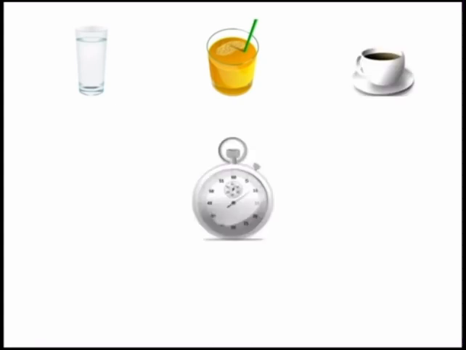reaction time. So you set up an experiment with 3 groups of people. The first group gets water to drink. The second group gets some sugary fruit juice. And the third group gets coffee. Now you test everyone's reaction time. And you want to know if there's any difference in reaction time between the groups.